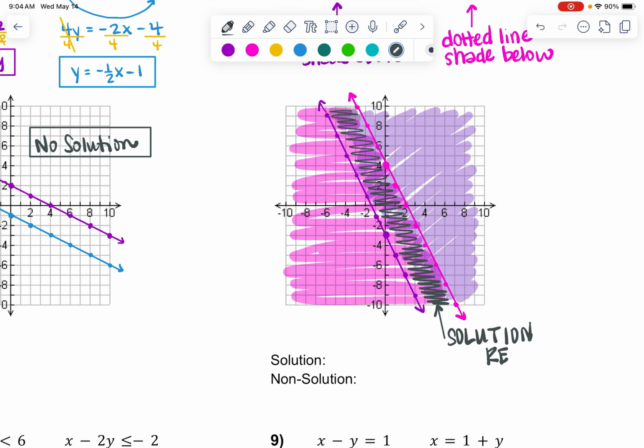And you may or may not, oh, it does ask you down below, sorry, I didn't even see that. So solution region. So then you'll be asked to find a solution and then a non-solution. So clearly a solution is any point that exists anywhere in that solution region. I'm just going to pick 0, 0 because it's right there. So 0, 0 would be a solution. And then a non-solution would be anything that's not in that shaded, double shaded region. So I'll just pick like this point. You can pick any point, that doesn't matter. So I'm just going to pick 6, 2.